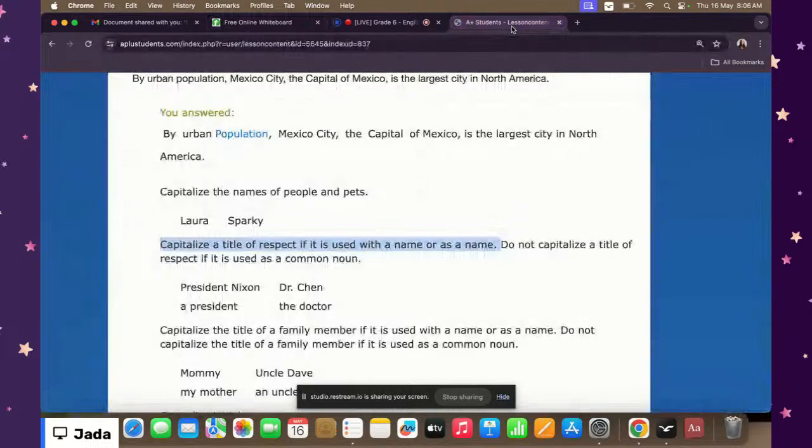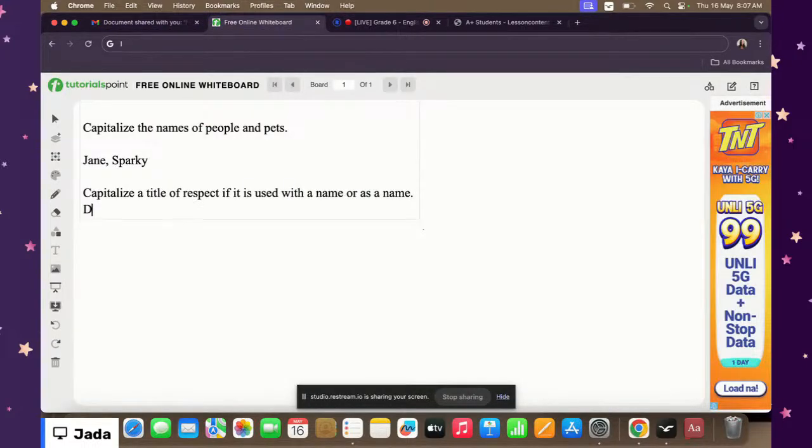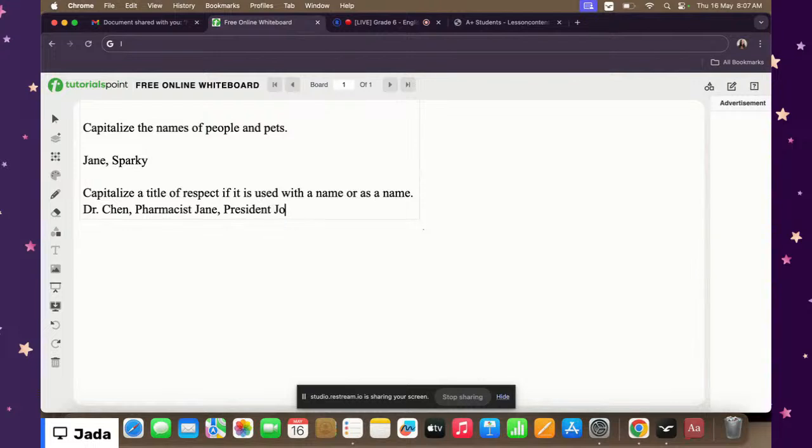So a title of respect could be president, doctor, pharmacist. Okay, so do not capitalize the title of respect if it is used as a common name. So if it's used as a common name, you do not capitalize. But if it is used with a name, okay, you capitalize that. So for example, we have President Nixon, Dr. Chen. We can have pharmacist Jane. We can have President John. So like this, okay?